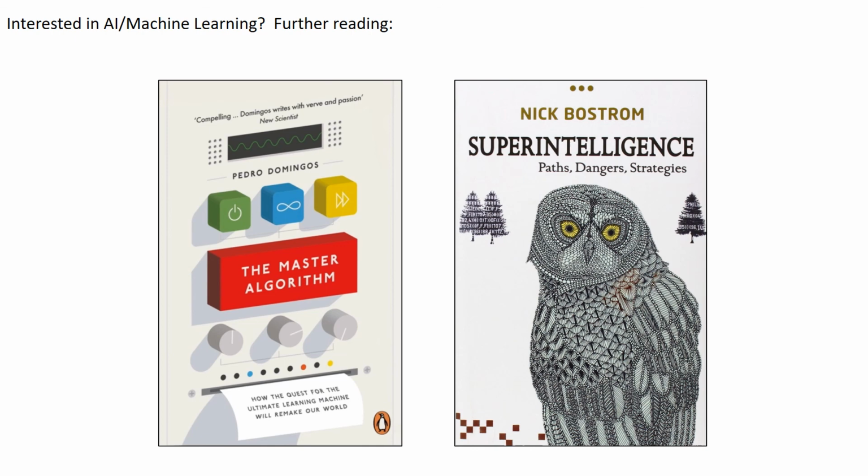If you are interested in artificial intelligence or machine learning, I can recommend two books for further reading. You have The Master Algorithm by Pedro Domingos, which is a book that starts from scratch. It doesn't assume any knowledge about anything at all. And it's a pretty entertaining book. And I also recommend you to read Superintelligence by Nick Bostrom, which is a little more of a serious read and also a little bit more abstract, but it's very well written.